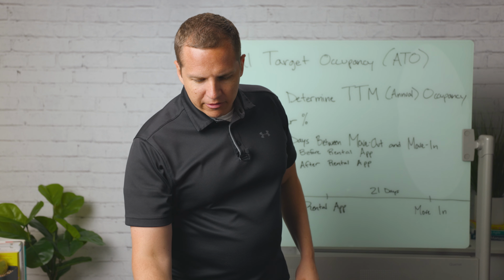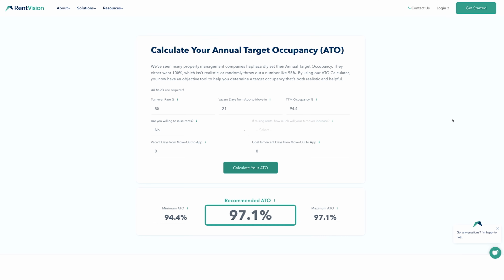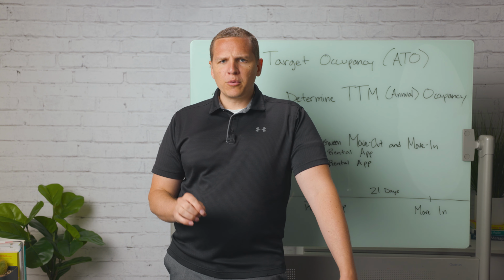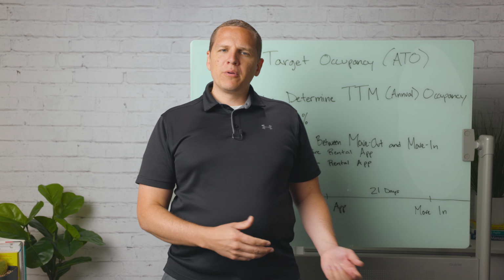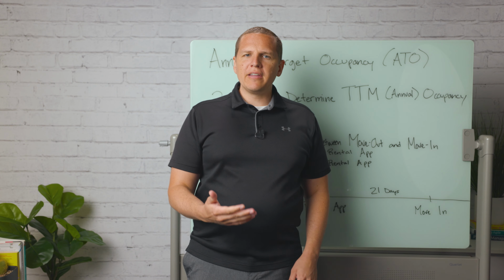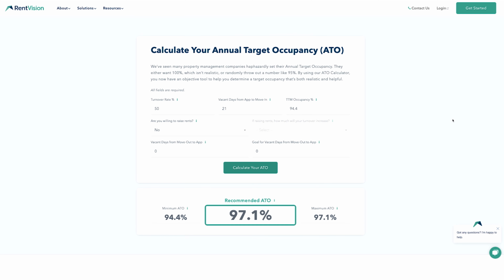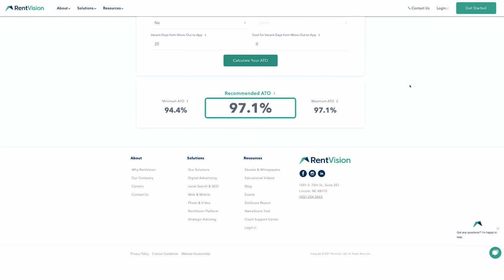Now, as we move back to the calculator, the very first subjective question comes up. Are you willing to raise rents? In this case, with a trailing 12-month occupancy of 94.38%, I don't think it makes sense to raise rates. So I'm going to leave the answer as no for the time being. Next, we have our fourth and final data point from our actual numbers. It's the average number of vacant days from move out to app. And I'm going to plug in 20 because we have 20 days over the last year for this particular community's average.